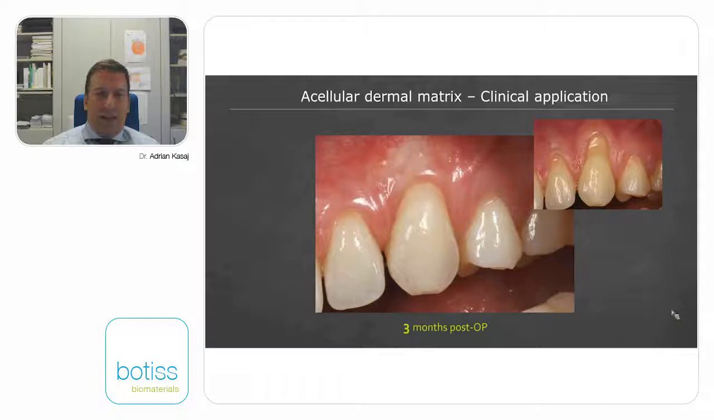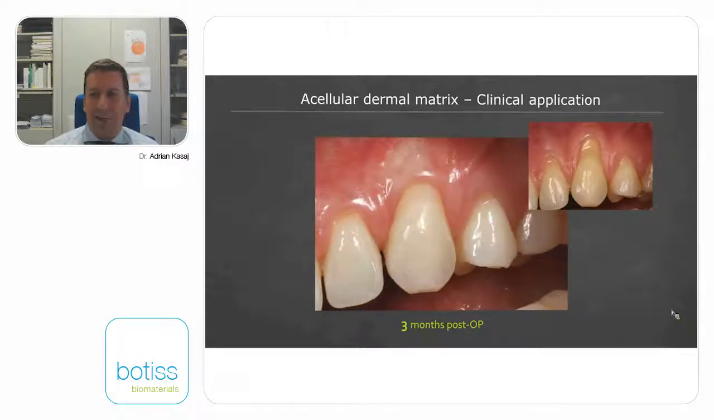Another point is you have to consider the tunnel technique is technically more complicated. So you might have the situation that you have an exostosis or undercuts. So in these cases, it's easier to raise a flap to have direct visibility to the operating field.